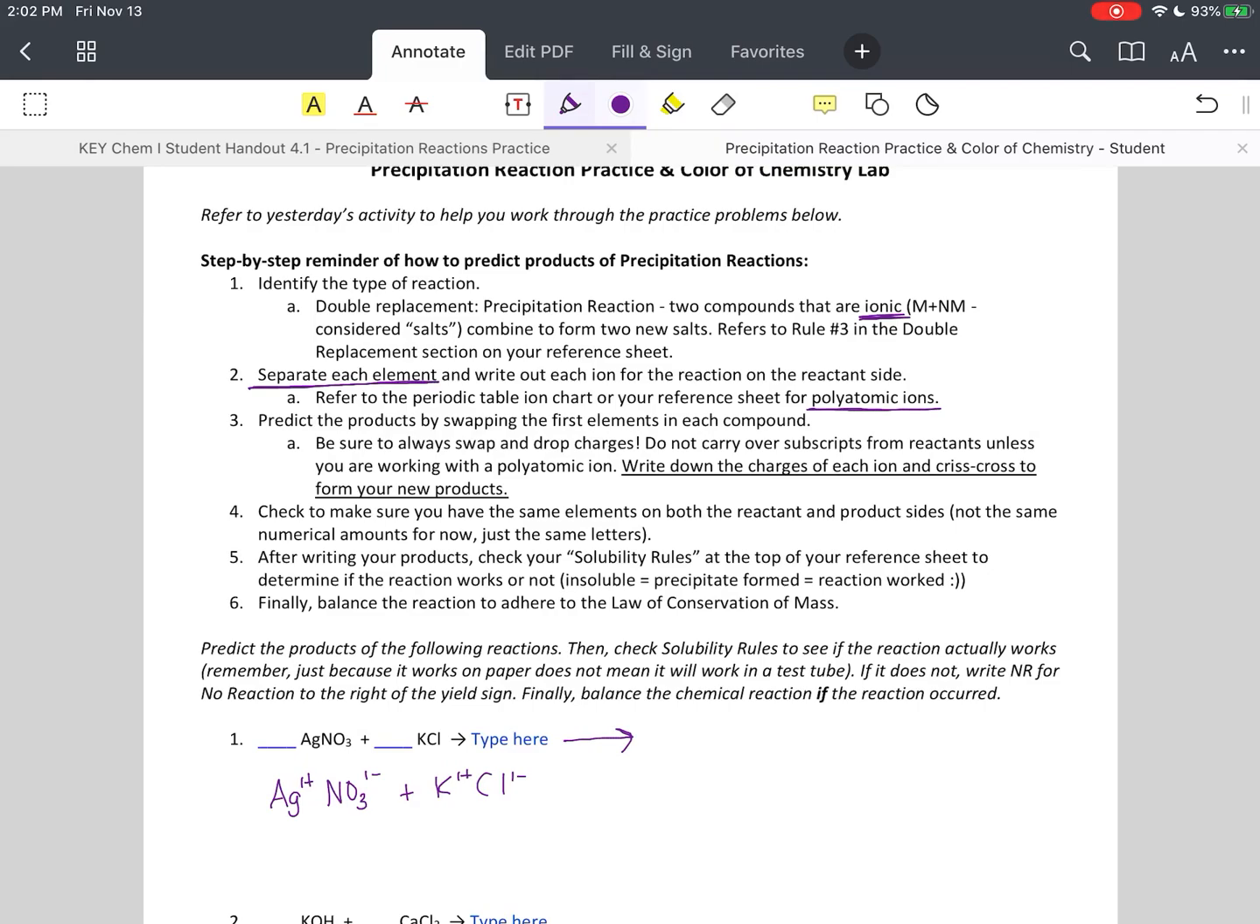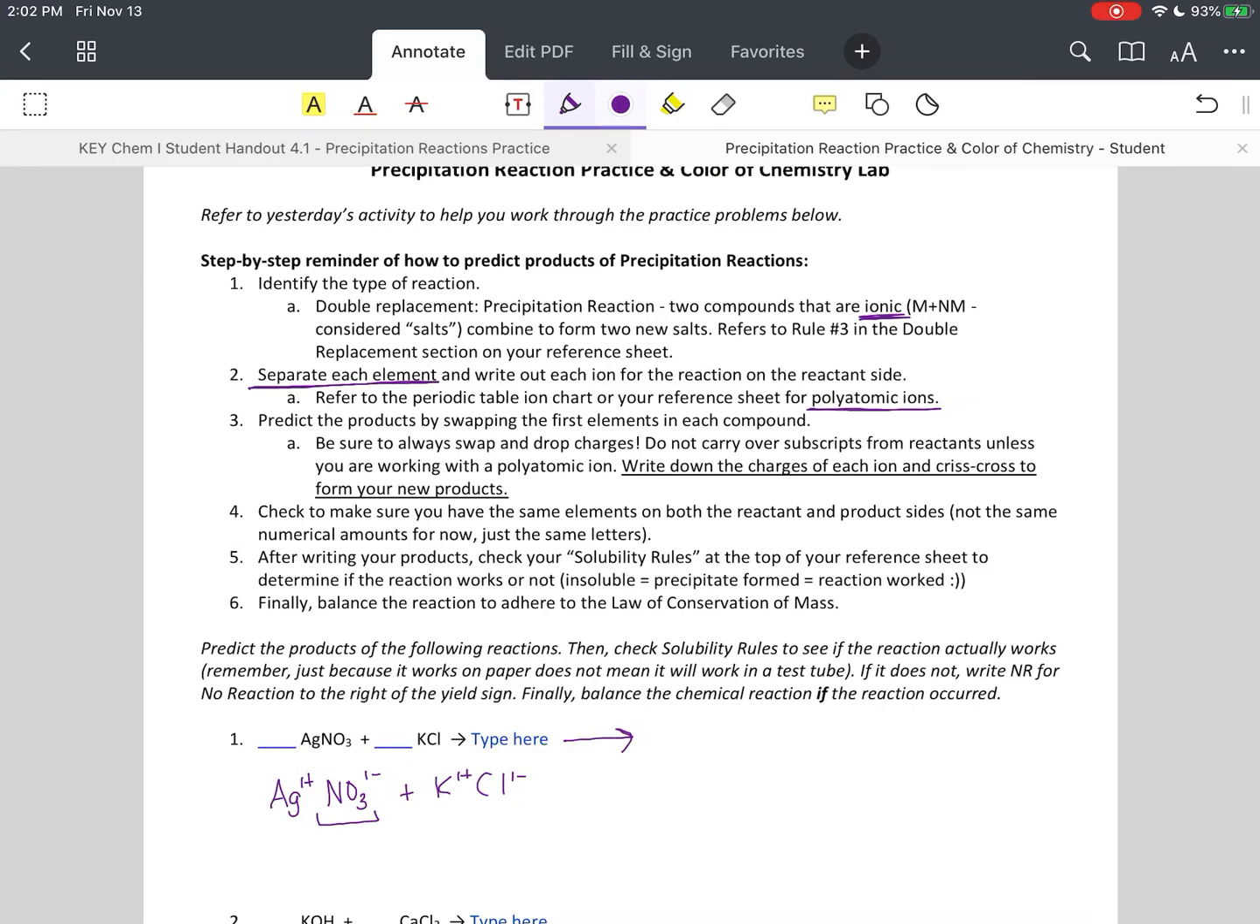So the first thing I do is separate out my ions and my charges. Notice I do have a polyatomic ion here, NO3. I've looked at my polyatomic reference sheet and I found its charge is 1-. So that's a nitrate ion with a 1- charge. Remember, it acts like one thing because it's a polyatomic ion. I do not separate it.